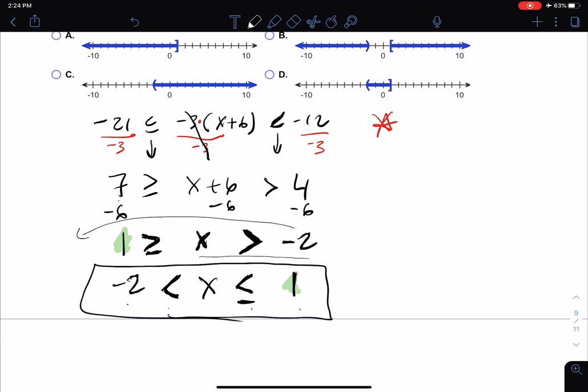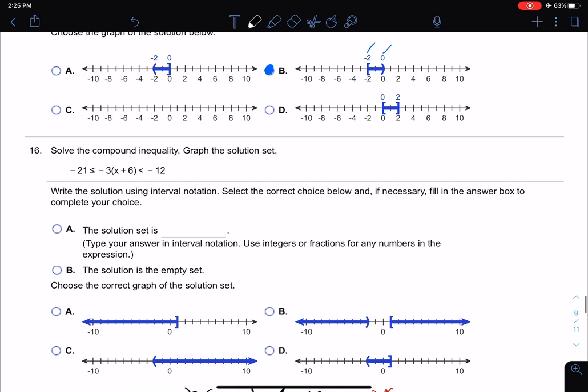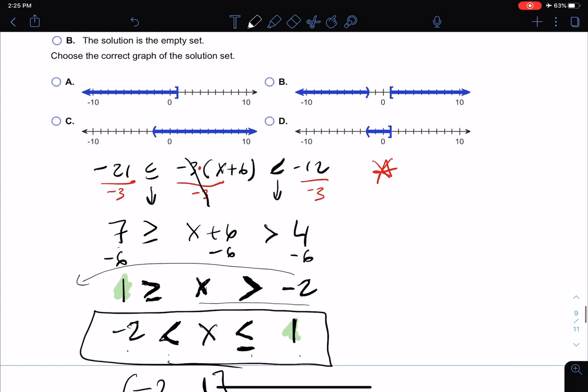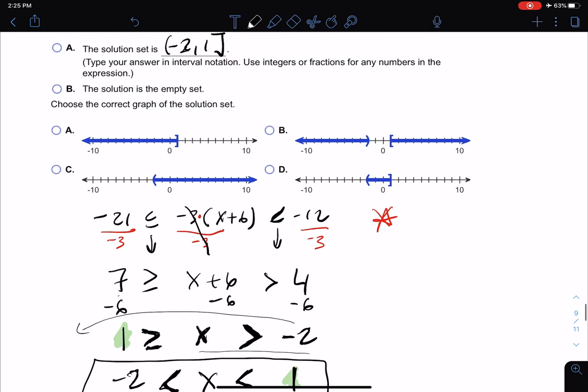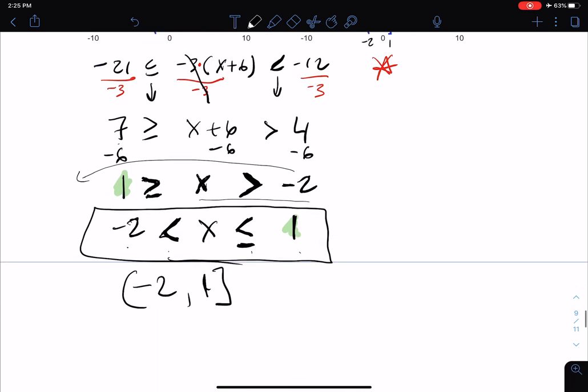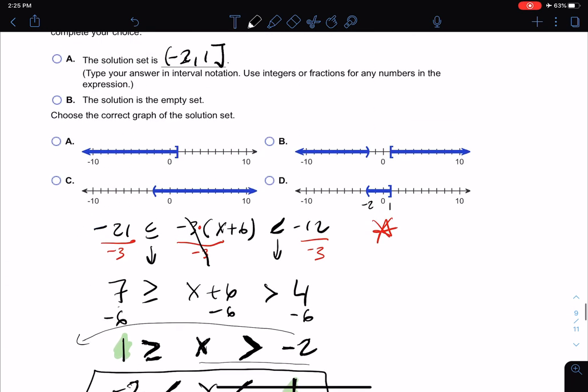Whoops, why did I make it closed? Let's see, it should be open because it's not equal to it. And it should be closed at 1 because it is equal to it. So negative 2 to 1, open at negative 2, closed at 1. And then I look at the graph, going from negative 2 to 1, open at negative 2, closed at 1. D is definitely the answer.